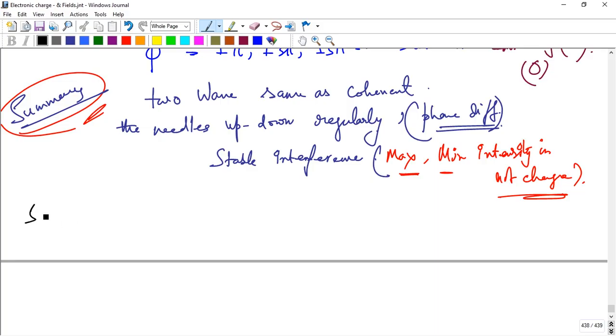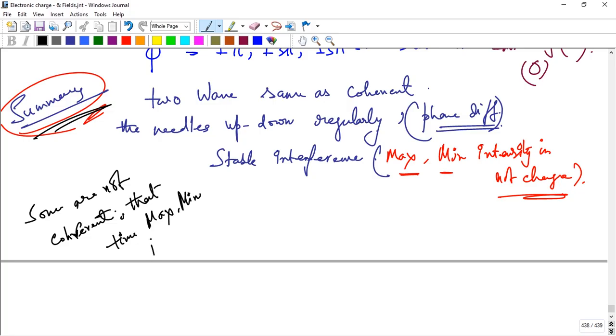But here some sources are not coherent. Some of these are not summary, these are some extra points, or you can say the summary. Okay, not very important here. Some are not coherent, and so the maximum and minima are varying. That time the max and minimum intensity is varying. Actually not continuous, they are varying.